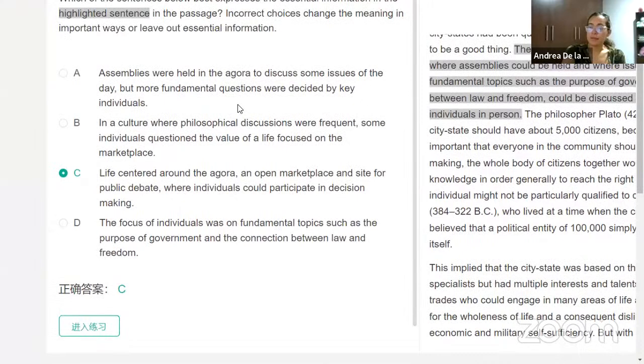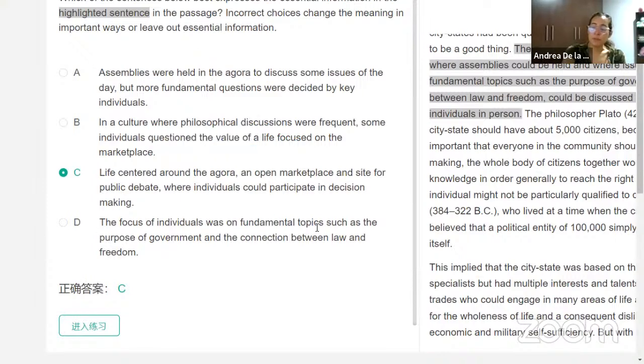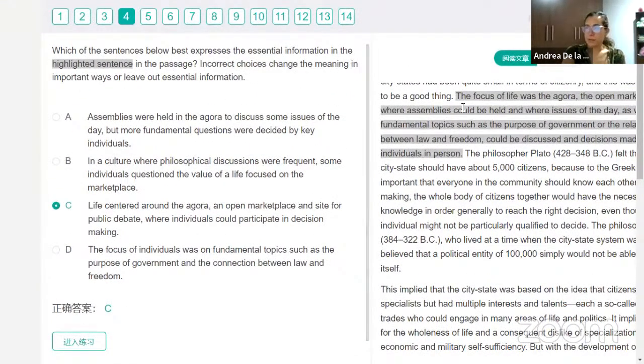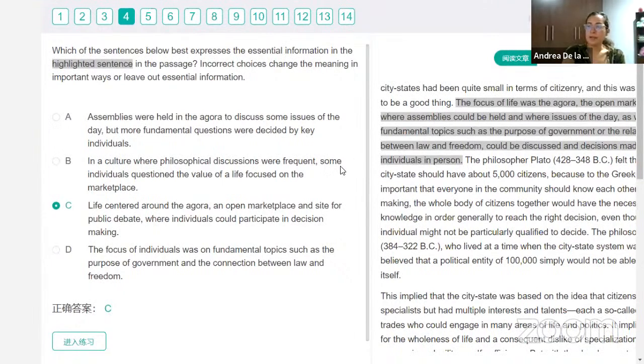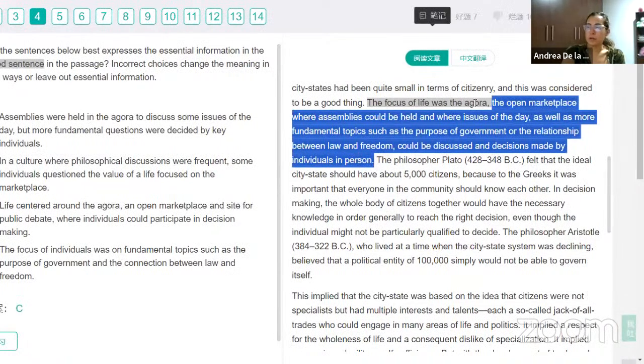Las demás tienen otra idea también. La opción B tiene la idea de que algunas personas cuestionaban el valor de la vida, pero no es acerca de eso. Y la opción D dice, the focus of individuals was on fundamental topics, pero no. The focus of people, the focus of life was the agora, no estos fundamental topics. Es esta opción. Siempre prestar atención a la idea principal, no a los ejemplos, no a las explicaciones extra, sino a la idea principal, porque todo esto solamente es una explicación de qué es el agora. Todo esto es como que si estuviese dentro de esta cajita del agora. Pero lo importante es esto.